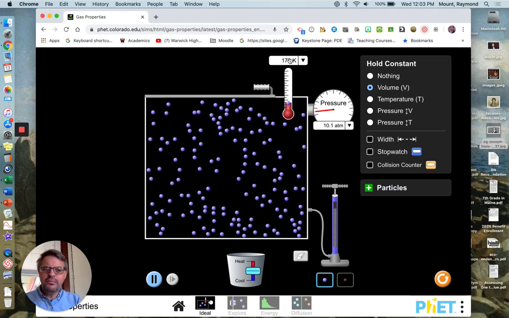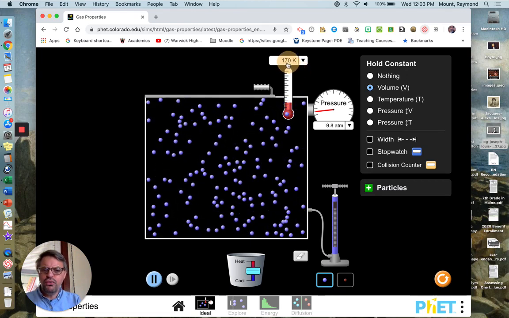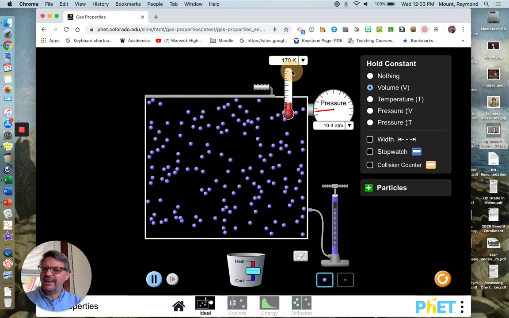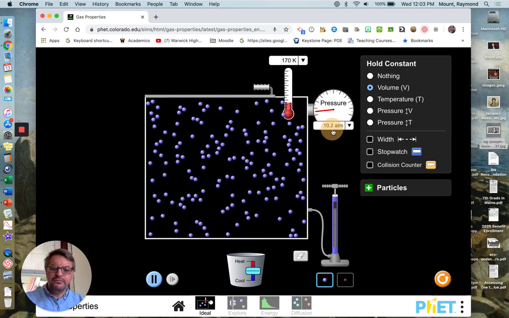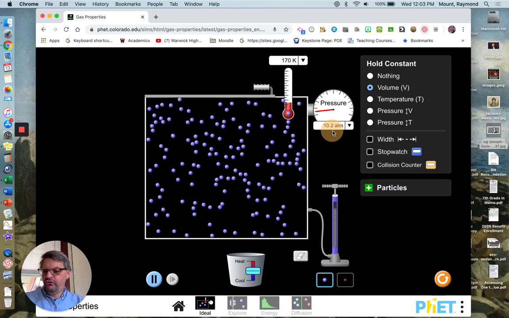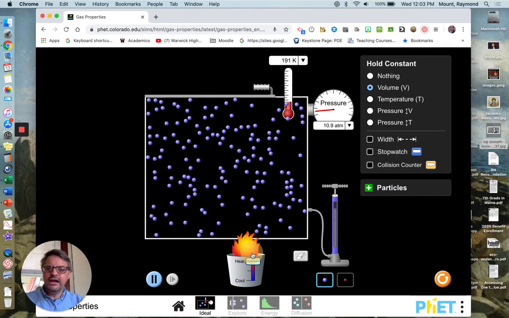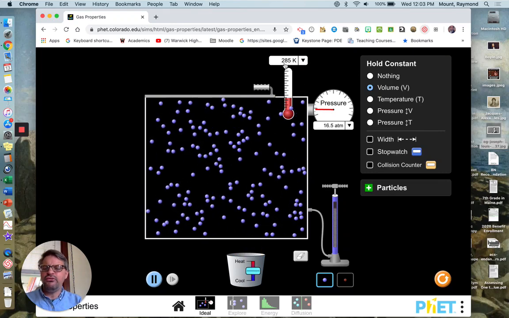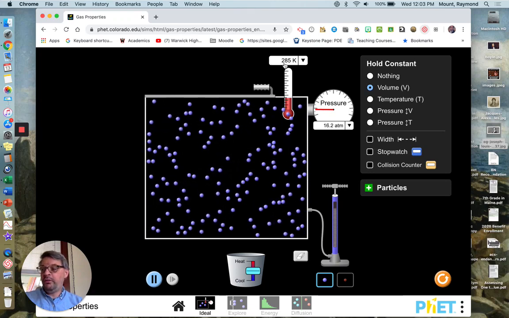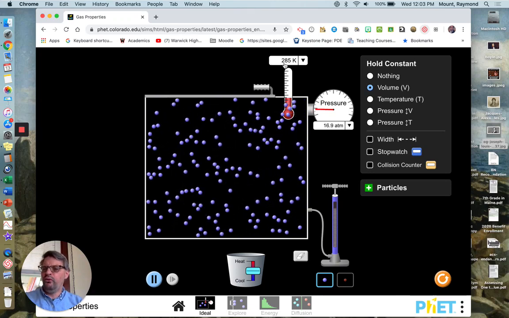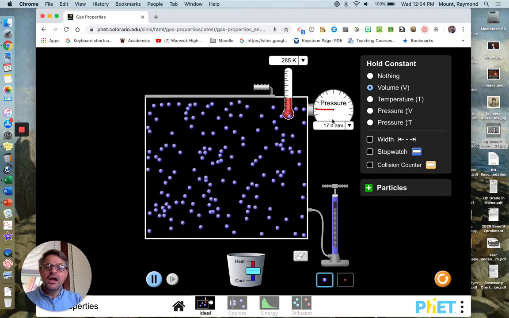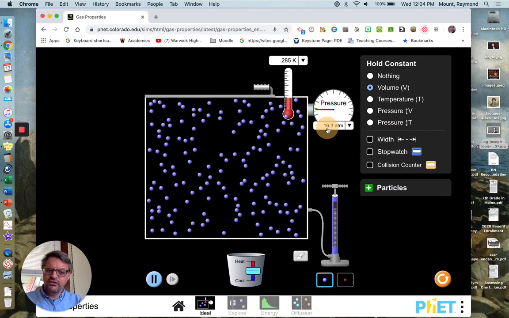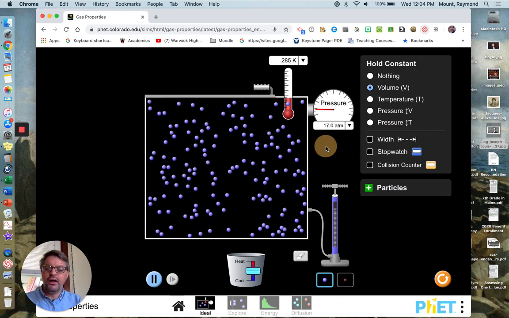Once you have a temperature, you also should record the pressure at that temperature. So 170 Kelvin here gives a pressure of about 10 atmospheres. And then if I heat it up, now we're at 285 Kelvin, which is about room temperature, maybe a little cooler than that, probably around 60 Fahrenheit. Our pressure here is up to about 16.8, something like that.